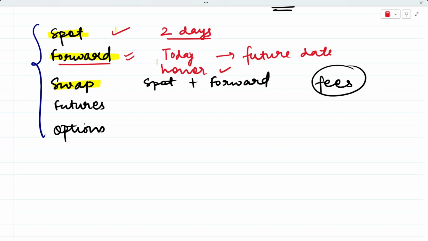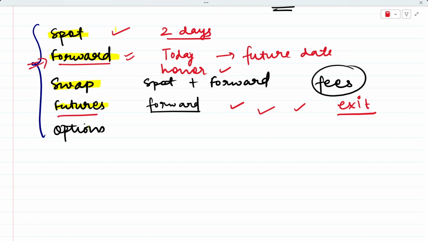Then we talked about futures. What are futures? A future is also like a forward contract, but it is more standardized. Like we saw, futures contracts are more standardized. They have fixed sizes, they have fixed dates, and they only trade in specific currencies. It is easy to exit from a futures contract, but we can't do that from a forward contract.